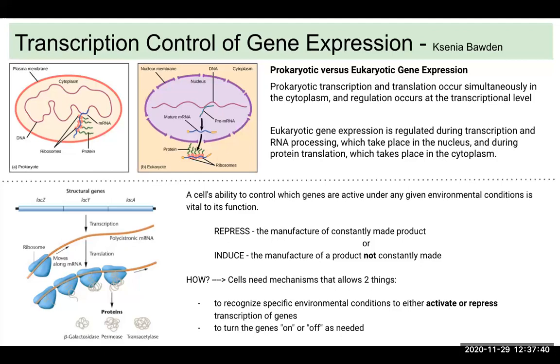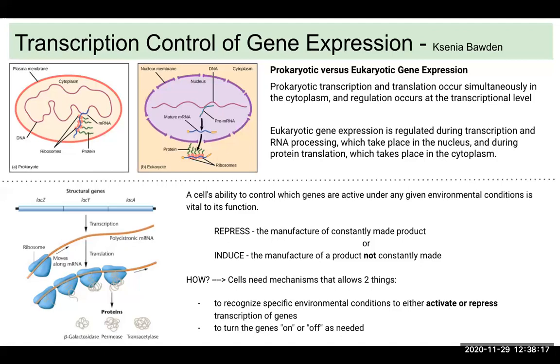So in order to control the products it manufactures at any given point in its development or life cycle, a cell must be able to react to a feedback mechanism that allows it to do two things. One is to repress the manufacture of a constantly made product, or to induce the manufacture of a product that is not constantly made. So you would wonder how, right?